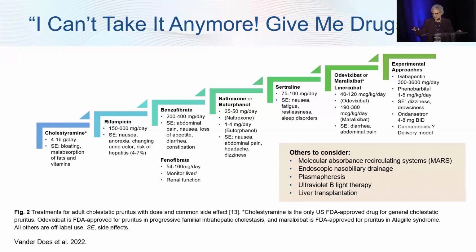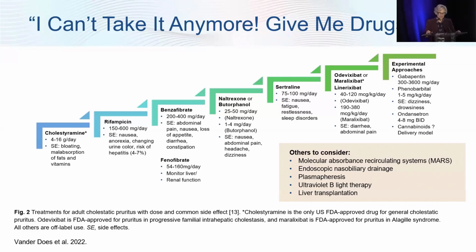I think some interesting things in the experimental approaches: gabapentin helps some patients. There is absolutely no data clinically to support this for itching, but I've had it anecdotally work for my patients. Phenobarbital I don't use because it's so sedating, but it might help for sleeping. I'm just afraid people wouldn't wake up. Ondansetron is there, 4 to 8 milligrams twice a day. I typically use the higher dose.